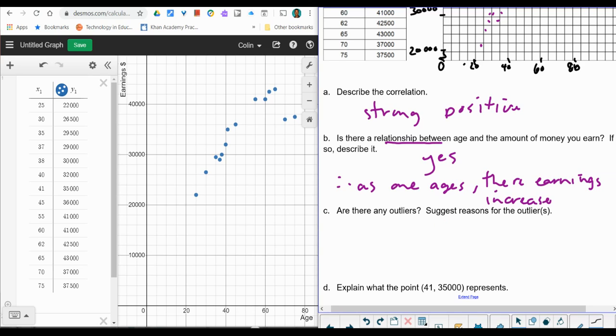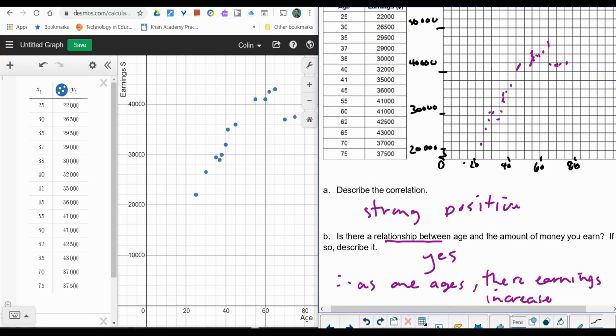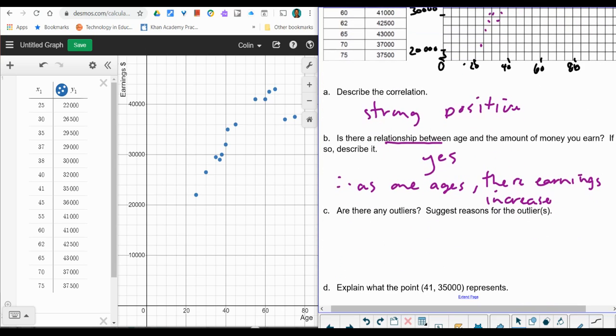Do you think there's some outliers? Perhaps. At this later age, if you look over on this graph on the left, there are these outliers at age 70 and 75. Sure, there's outliers, right? These two outliers. Well, guess what happens when you hit 70 or after 65? So, are there outliers? Yes. Suggest reasons.